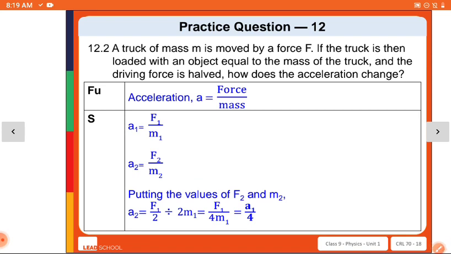So students, these are the practice questions related to equation of motion, force, acceleration.